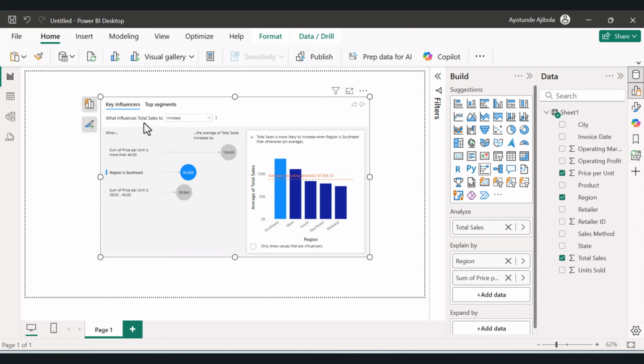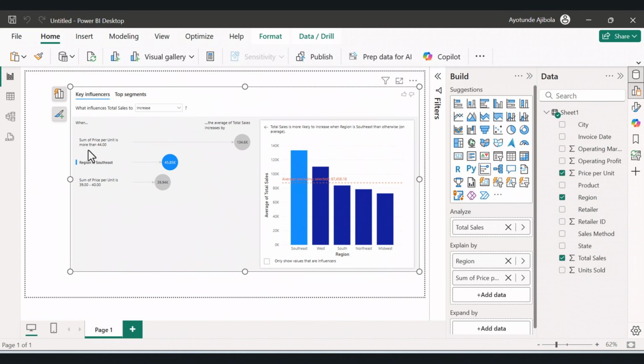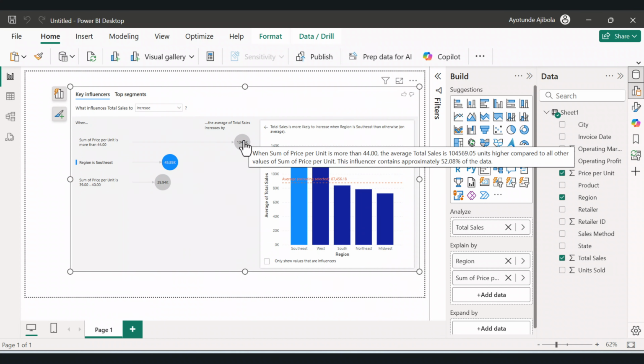At the top, we can choose whether we want to analyze what causes total sales to increase or decrease. Let's stick with increase. Power BI has run a regression analysis behind the scenes and has ranked the most impactful factors. The top influencer is price per unit.